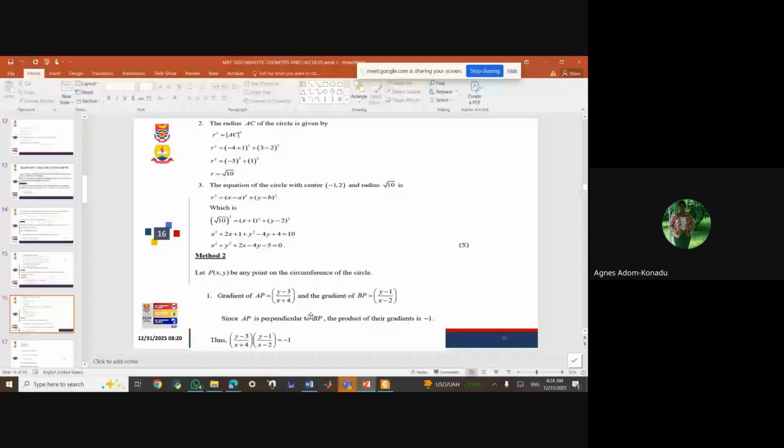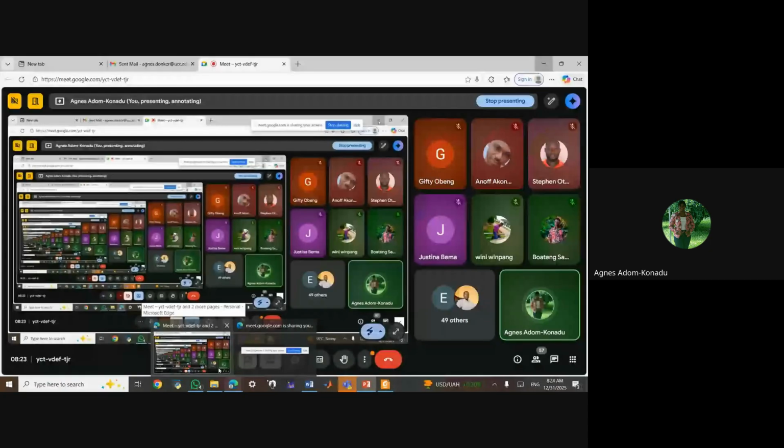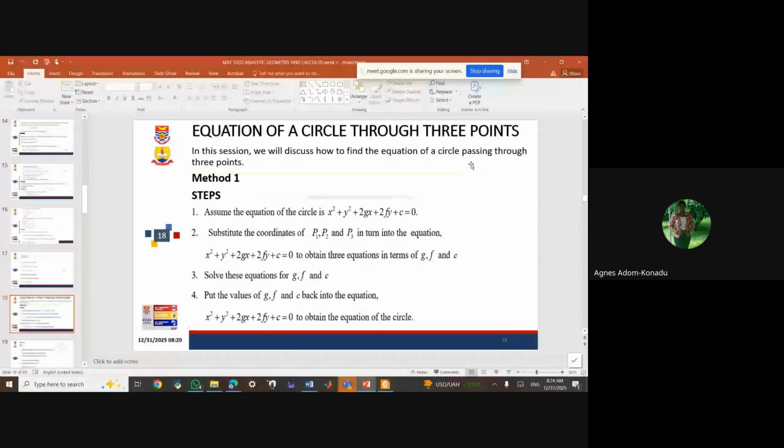Using the two methods. But did we do this one? Equation of a circle through 3 points. Yes, madam. No, madam. I think you solved one example. We did. I can remember we did.